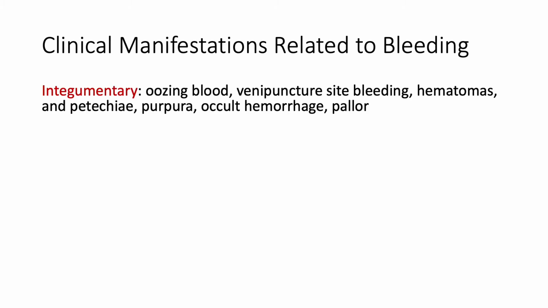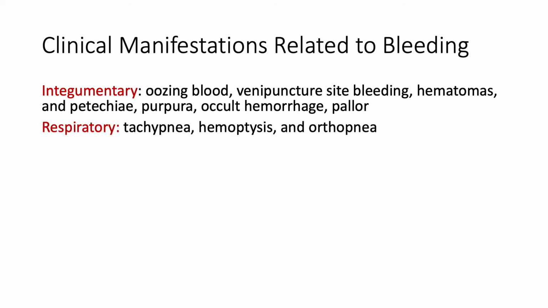Integumentary is probably one of the most obvious places. So we might see actual oozing or blood, maybe from a venipuncture site or hematomas. Remember those tiny little pinprick bruises called petechiae? Those are from broken capillaries. Or we might see purpura, those larger spots of pooled blood under the skin. Hemorrhage can also be hidden, so occult hemorrhage, where we can't see any bleeding, but it is occurring. And now, what does someone look like overall when they've lost a lot of blood? Well, they often look very pale. So remember, signs of bleeding aren't always about the blood. It's what someone looks like when they've lost a lot of blood.